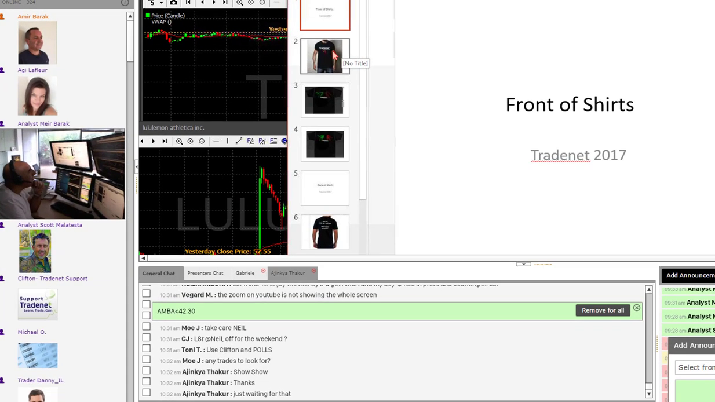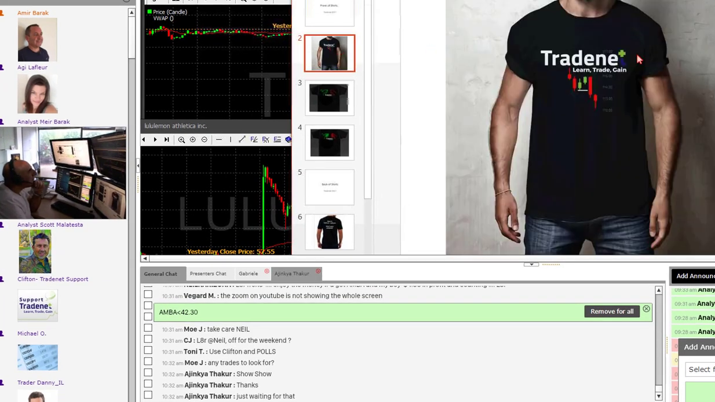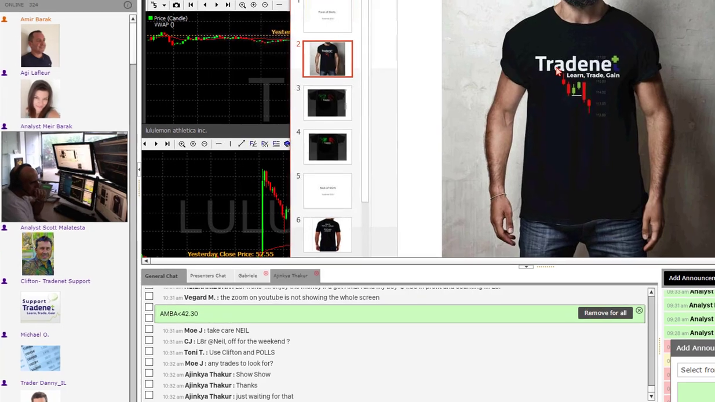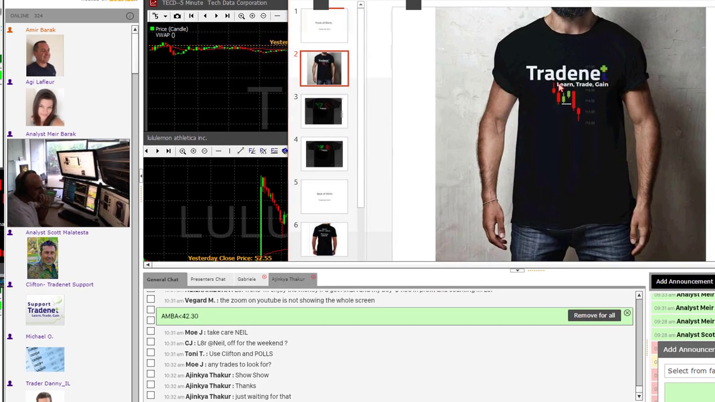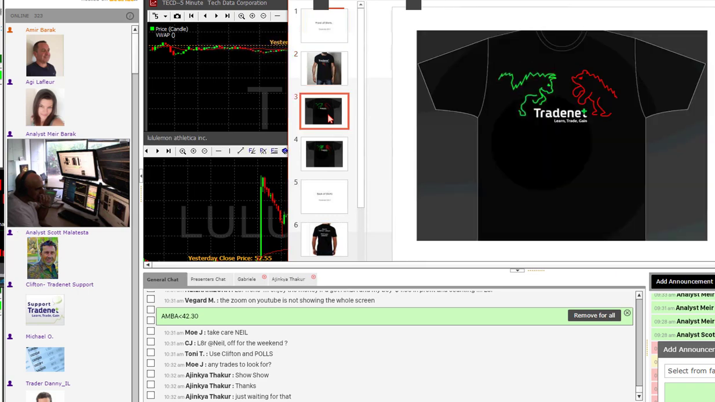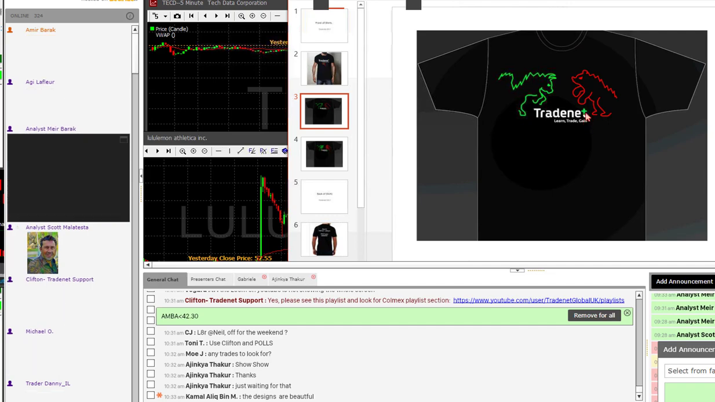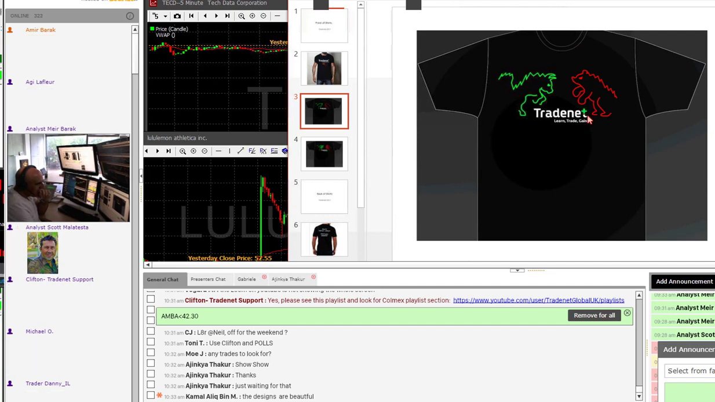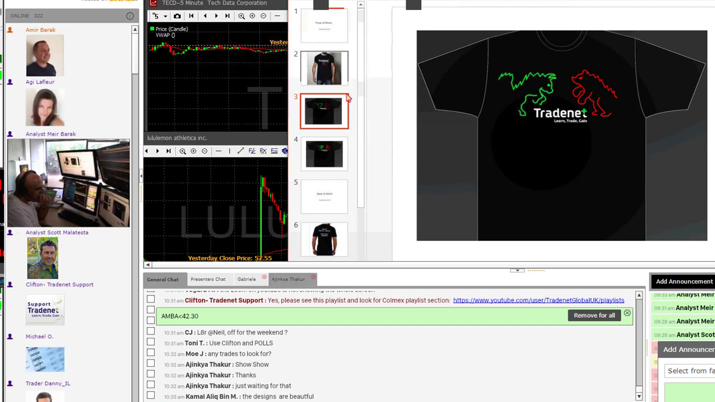Here is shirt number one. This is the Tradenet sign here with the green and blue T. The learn, trade, and gain with the candlestick charts, the numbers down here, and this is shirt number one. Shirt number two, the bull and the bear, with the Tradenet logo in white. This will be blue, this will be green, so we'll just update that. That is the crisp bull and the bear.